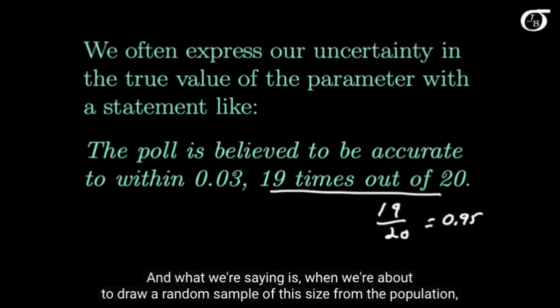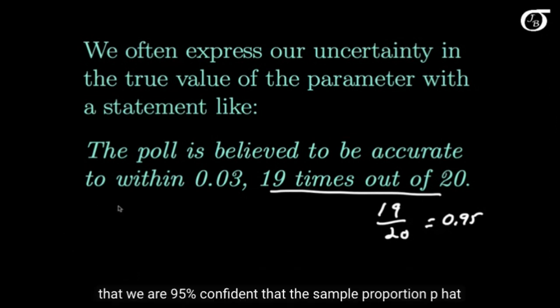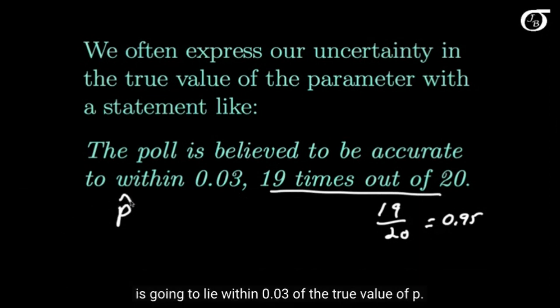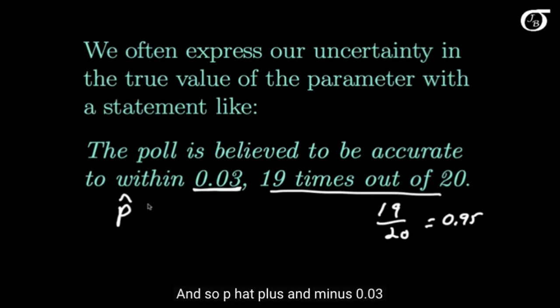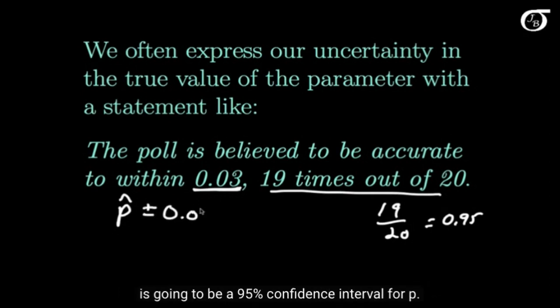What we're saying is, when we're about to draw a random sample from the population of this size, we are 95% confident that the sample proportion P hat is going to lie within 0.03 of the true value of P. This 0.03 is sometimes called the margin of error. And so P hat plus and minus 0.03 is going to be a 95% confidence interval for P.